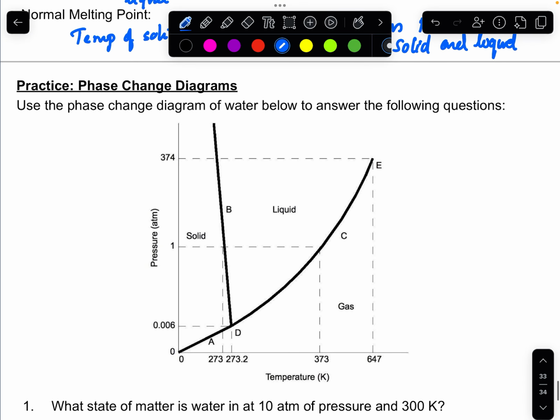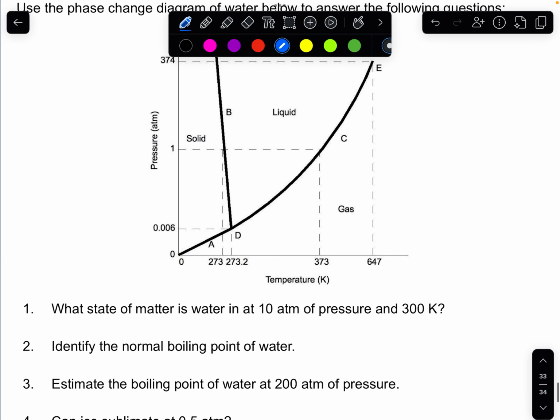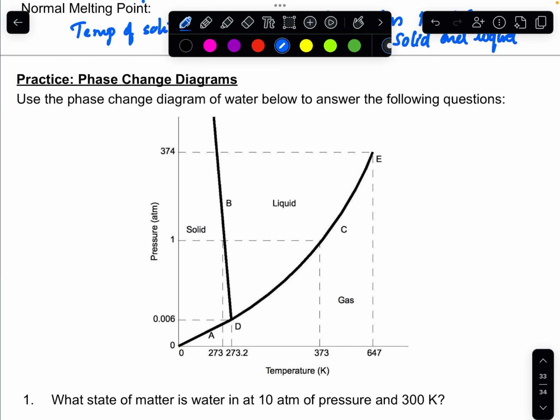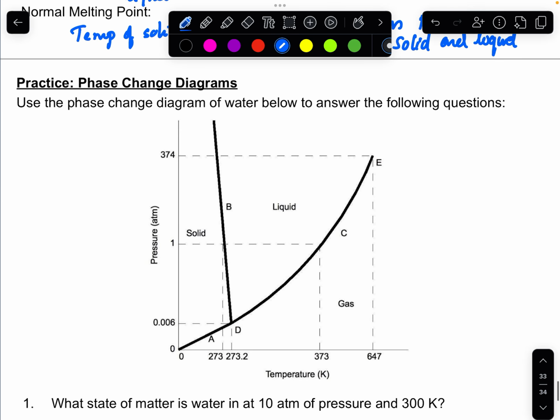Now let's see how to do some of the questions based on the phase change diagrams. Okay, so here this is the phase change diagram for water. Actually the diagram is a little bit slanted this way, like this. It's like a negative slope this way.